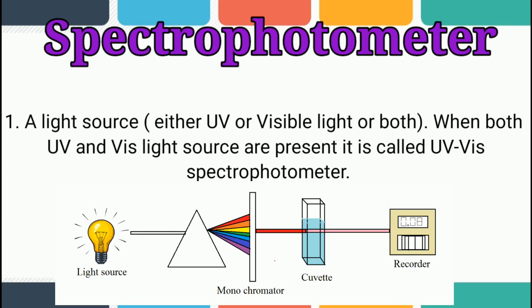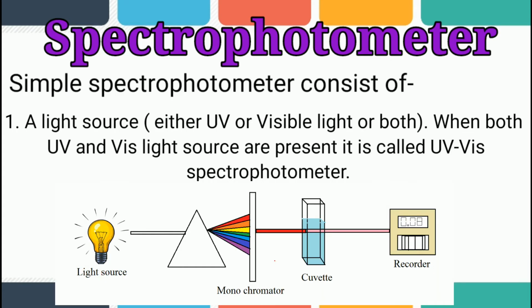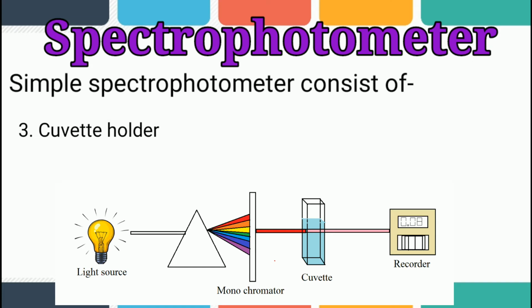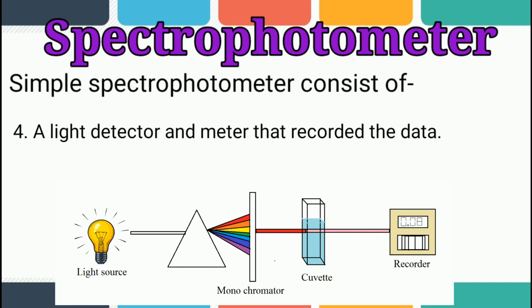And now about the instrument. It's called a spectrophotometer. It consists of a light source, either UV or visible light, and depending on the light source, it's called a UV-visible spectrophotometer. A monochromator is there to select a particular wavelength. And there is a sample holder called the cuvette holder, a transparent sample holder, a light detector and a recorder that will measure the output.